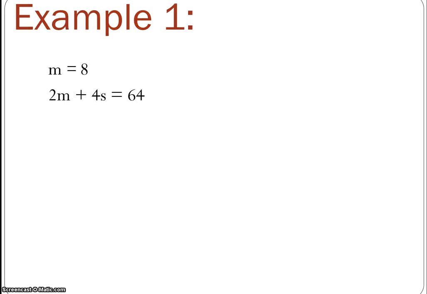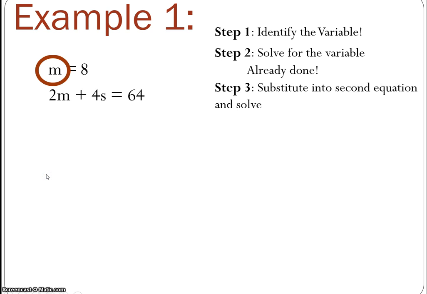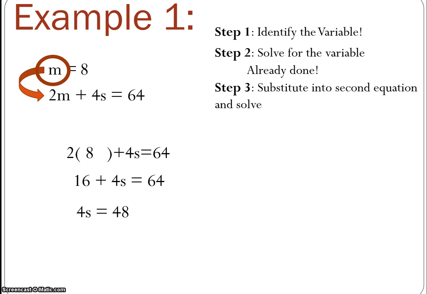Here's our first example. First, we're going to identify the lonely variable. This one is m. It's already solved, so we've got m equals 8. Now, we can substitute that into the second equation and solve. So, where we see the m, we're going to put an 8. And then we're going to simplify. 2 times 8 is 16, plus 4s equals 64. We subtract 16 from both sides and divide by 4, and we get s equals 12.